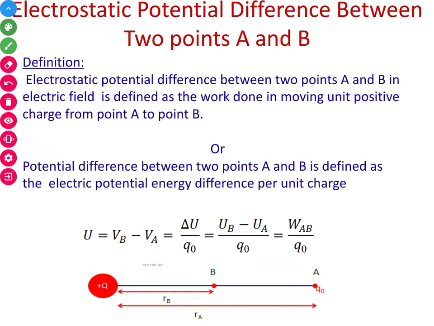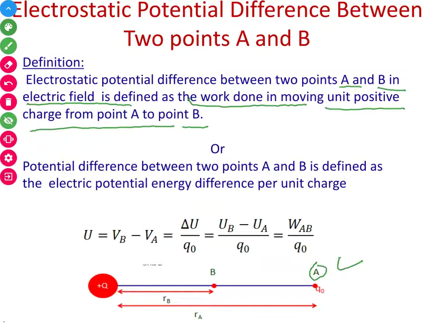With the definition: electrostatic potential difference between 2 points A and B in an electric field is defined as the work done in moving a unit positive charge from point A to point B. So, work done in moving a unit positive charge.